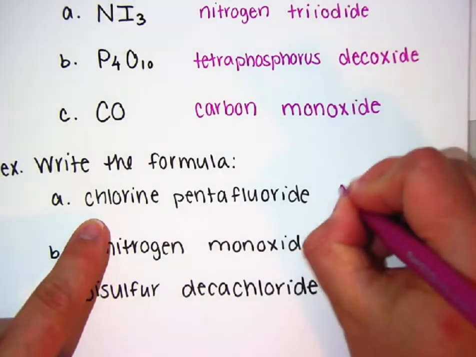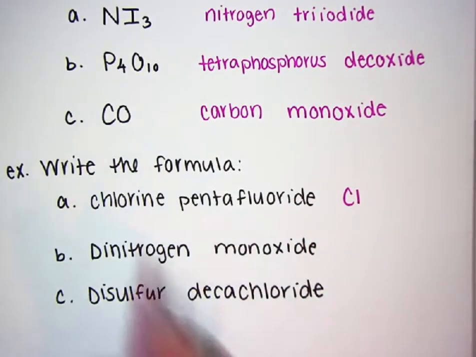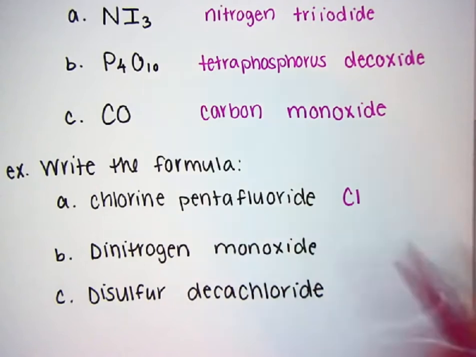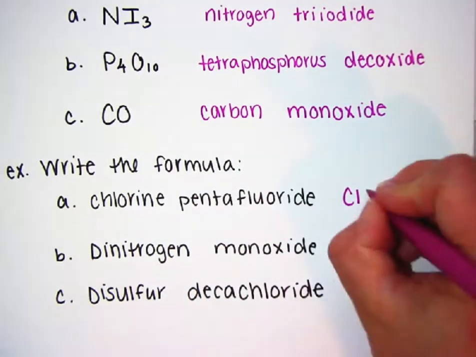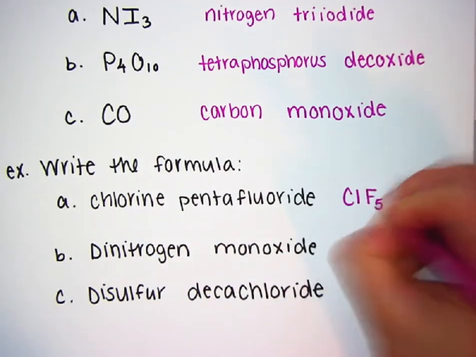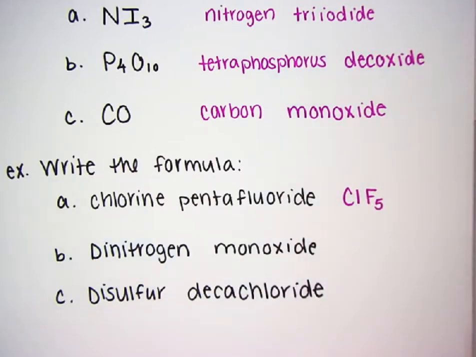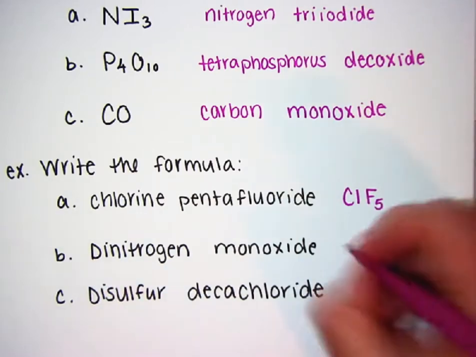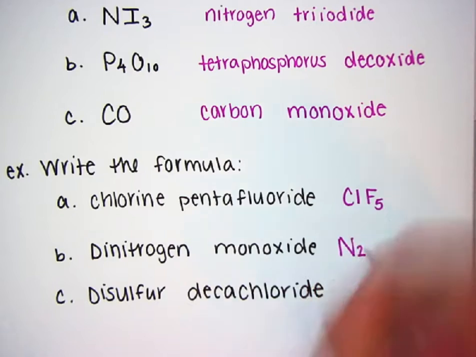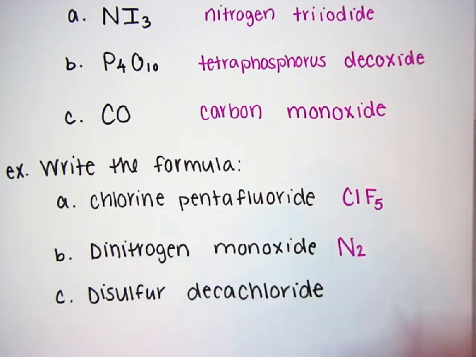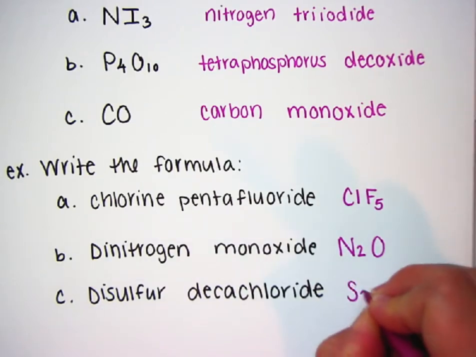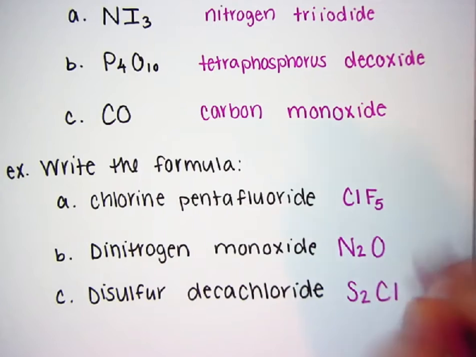Alright, the elemental symbol for chlorine is Cl. It doesn't have a prefix, so I know that means there's just one of them. Pentafluoride. Penta means 5, so I have 5 fluorides. B, dinitrogen. That prefix di means 2, so I have 2 nitrogens. Monoxide, 1 oxygen. And C, disulfur. Again, di means 2, so I have 2 sulfurs. Decachloride. Deca is the prefix for 10, so Cl10.